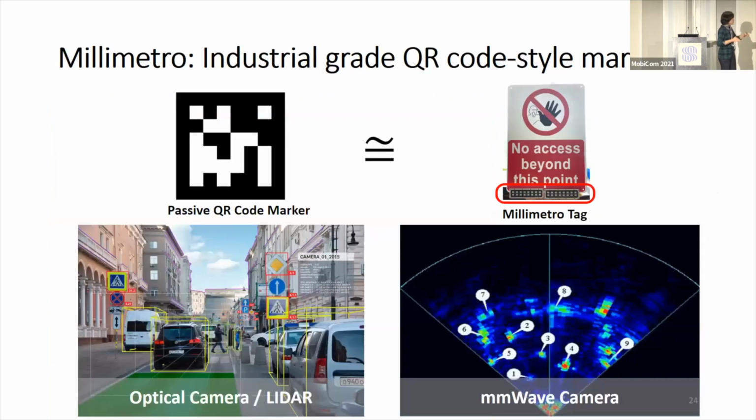If you step one layer higher, you can think of Millimetro as industrial grade QR codes, but now in the RF domain. These RF coded markers could work in different lighting or weather conditions, and we can preserve that centimeter level accuracy at much longer ranges than QR codes.